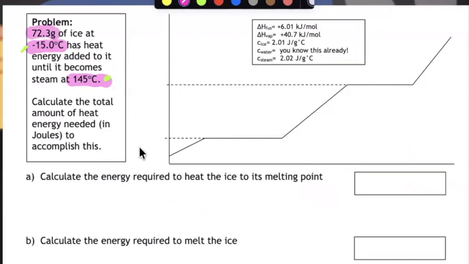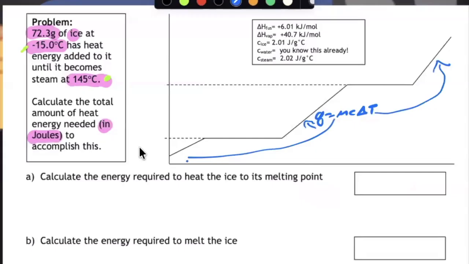I've got 72.3 grams of ice or water, and I want to calculate the total amount of heat in joules, which is very important, to accomplish this. You have two formulas for this. You have Q equals MC delta T, and this is for the delta T's. So Q equals MC delta T. This is going to be here, here, and there, anytime you have a change in temperature.